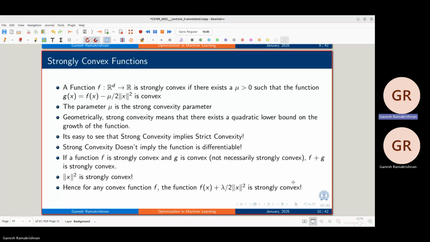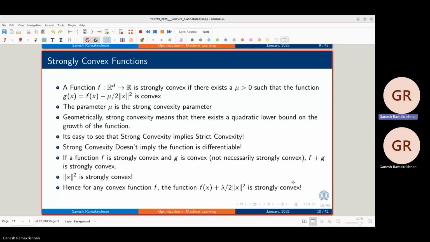The more the value of mu, that means the larger the quadratic component I can subtract from the function and still ensure that the function is convex. So mu is a strong convexity factor, and it basically shows that there is a quadratic lower bound on the growth of the function. The growth part will come when we talk about first order properties of convexity. You'll see this growth coming up more explicitly there.